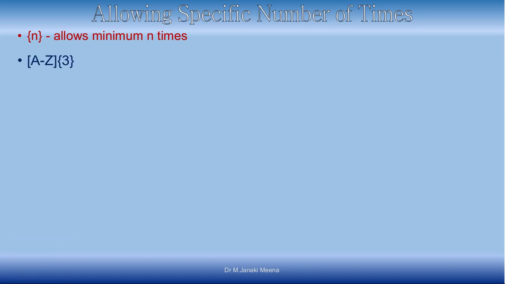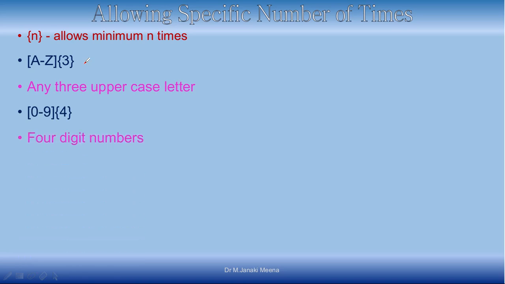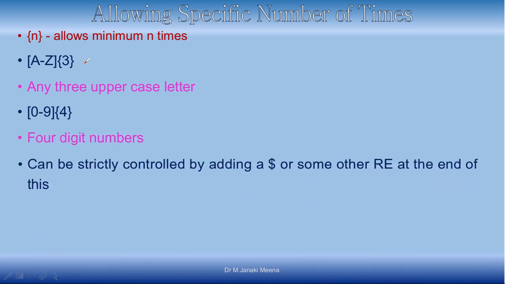So when I say A to Z {3}, it will expect a string of characters from A to Z of minimum length 3, any 3 uppercase letters. Here, for any 4 digits, you can strictly control it by adding a dollar. We have already seen this dollar. Or you should follow it by any other RE, then it will be strictly controlled; otherwise it will check only for the minimum length.